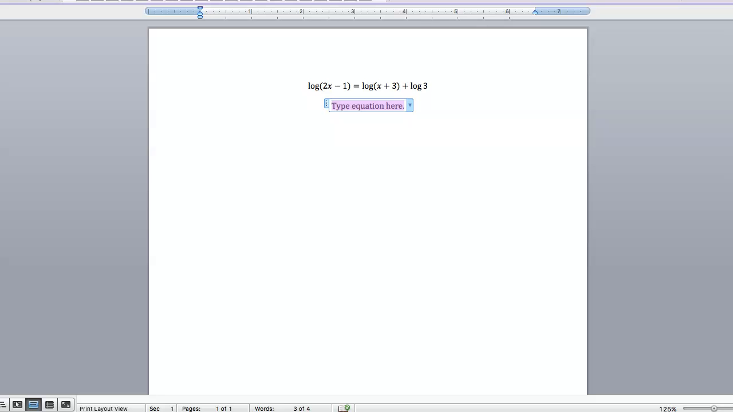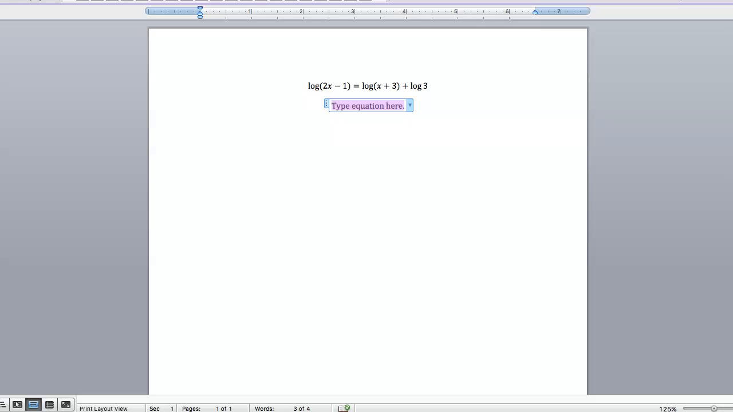We're looking at solving logarithmic equations. Here's a logarithmic equation. Let's solve it. The first thing I want to do here is use rules of logarithms so that I have one single log on the left and one single log on the right.